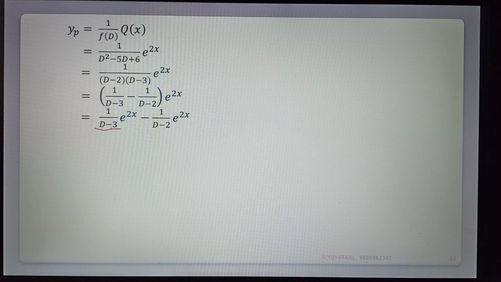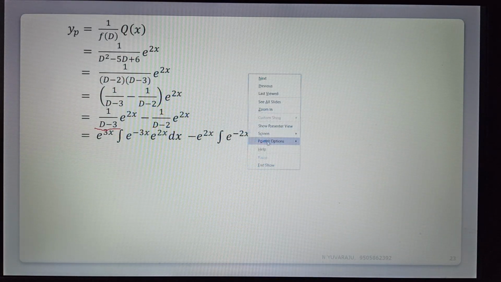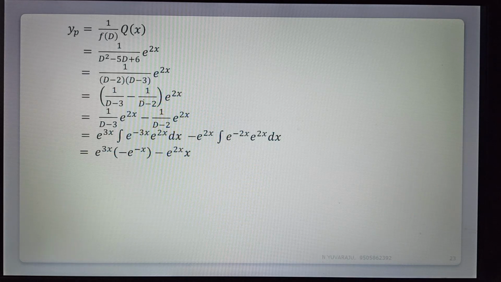So observing which form here? This is 1 by d minus alpha into q, and this is 1 by d minus alpha into q. Using that formula only. The formula is e power alpha x into integration of e power minus alpha x into q of x dx. Here alpha is equal to 3, q of x is equal to e power 2x. So that is equal to e power 3x into integration of e power minus 3x into e power 2x dx. Similarly here, alpha is equal to 2 and q of x is equal to e power 2x. That is equal to e power 2x into integration of e power minus 2x into e power 2x into dx.